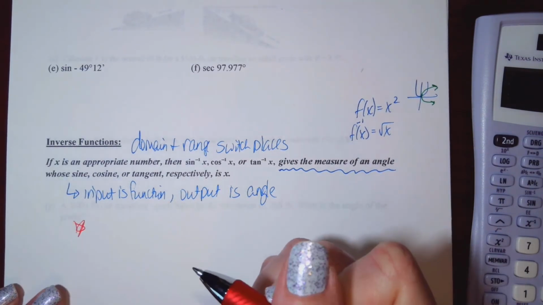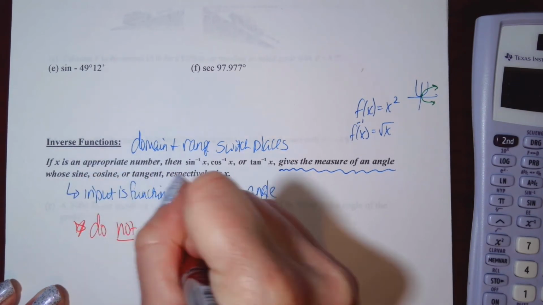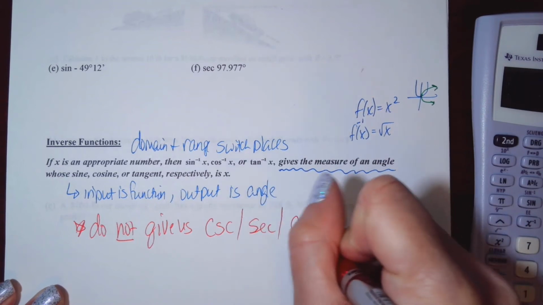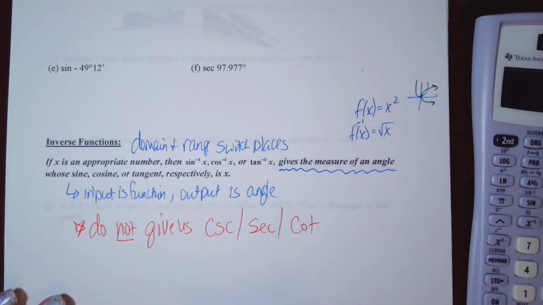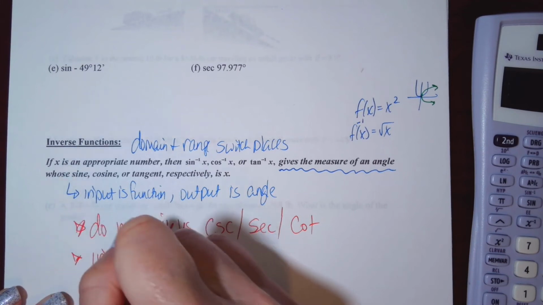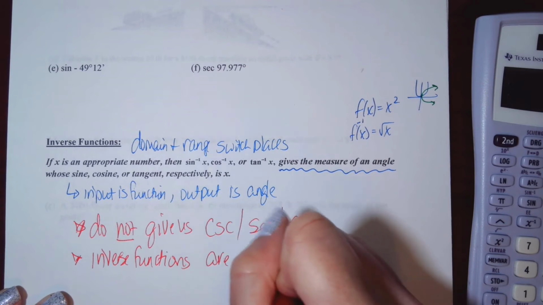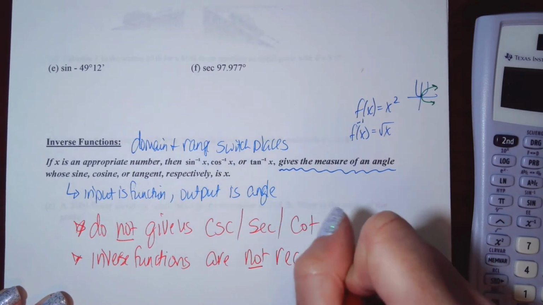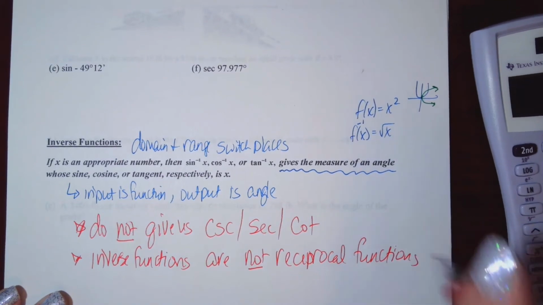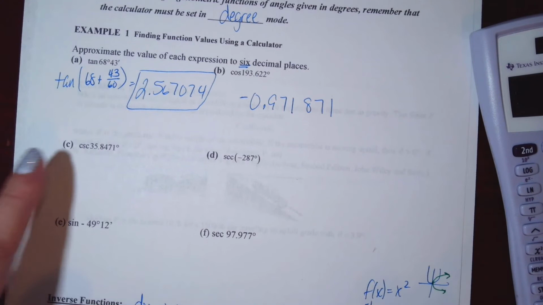Those three buttons do not give us cosecant, secant, and cotangent. Inverse functions are not reciprocal functions. So I have to be more clever than just pushing a button on a calculator in order to find my reciprocal function values.